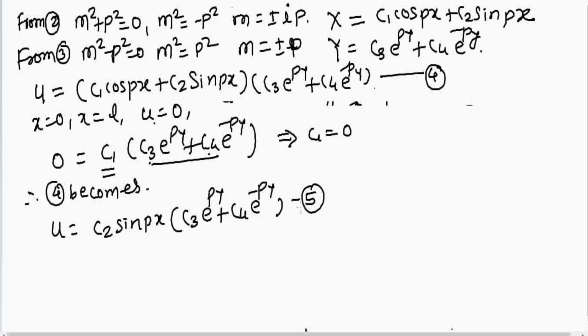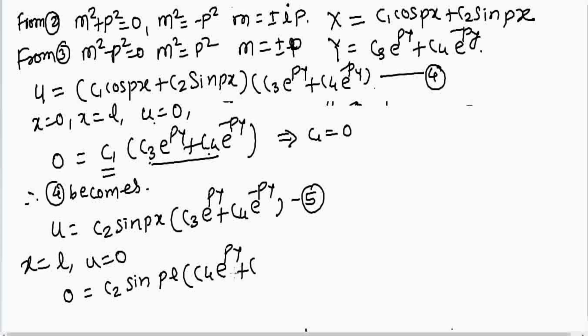This is our equation number 5. Now let us apply another condition: when x is equal to L, u equal to 0. So 0 is equal to C2 sin pL times (C3 e raised to py plus C4 e raised to minus py).